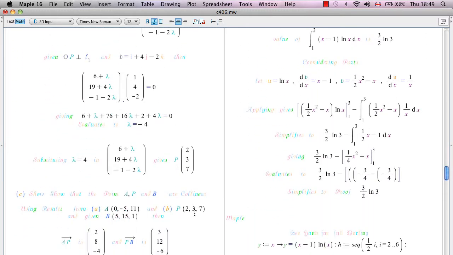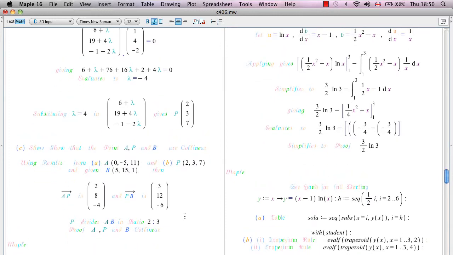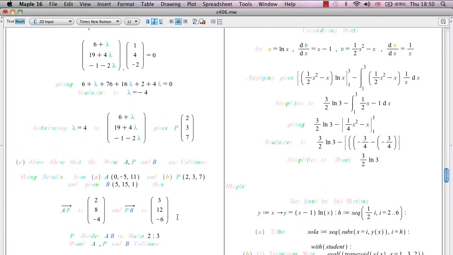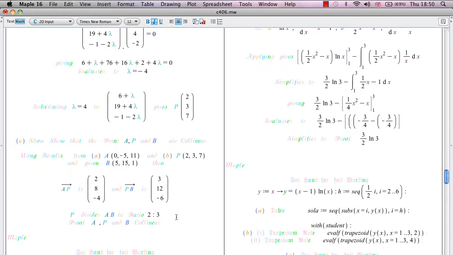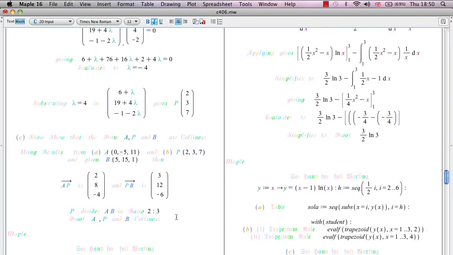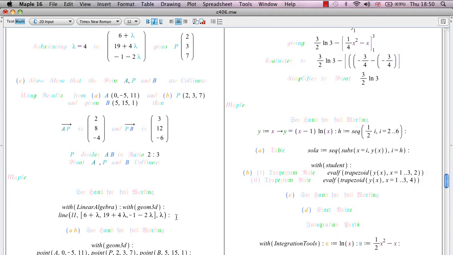So for part C, showing that A, P and B are collinear, we have values for A, P and B, so we can write down direction vectors of AP and PB, and we can see that there is a ratio of 2 to 3, which proves A, P and B are collinear.